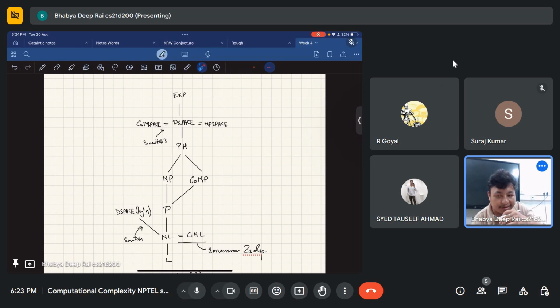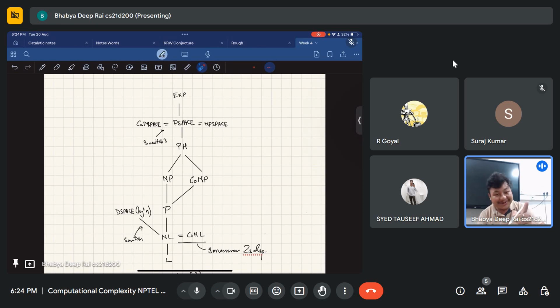Yes, so P and then PH, I think. P is there, and then PH starts from where? So P is equal to, I think, sigma 0 pi 0. What was that? P is equal to sigma 0 pi 0.